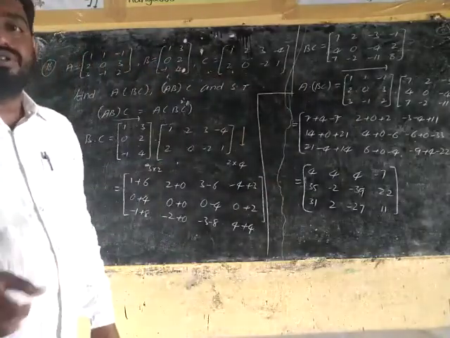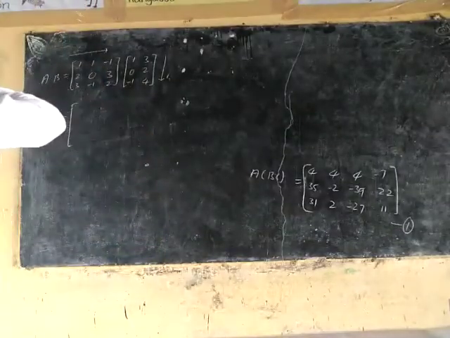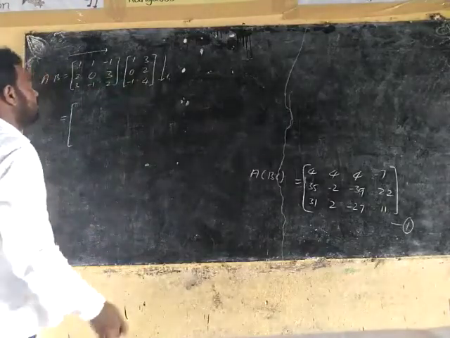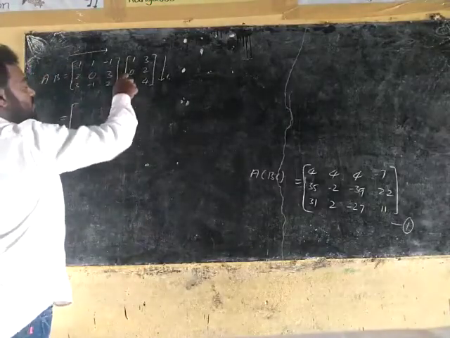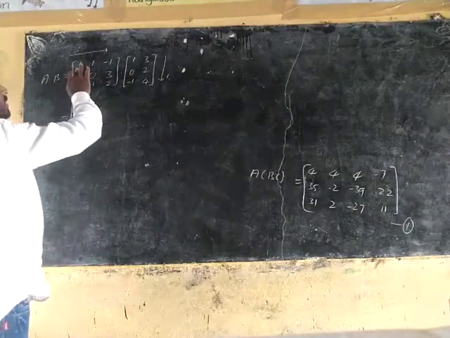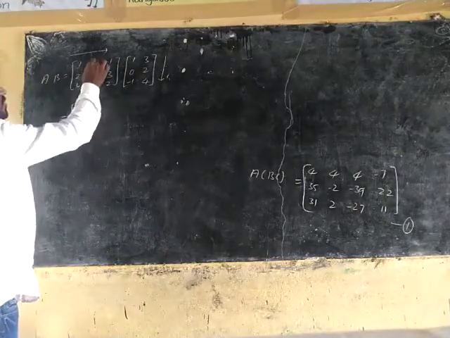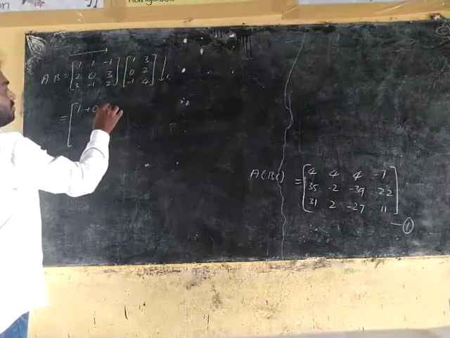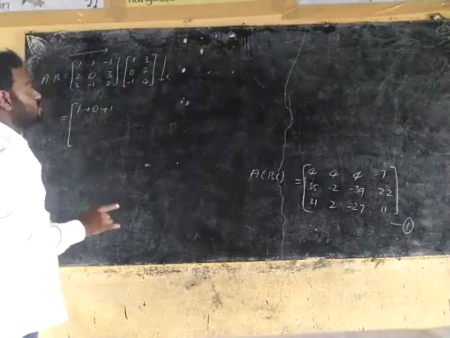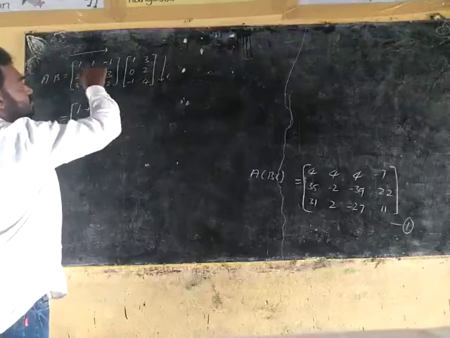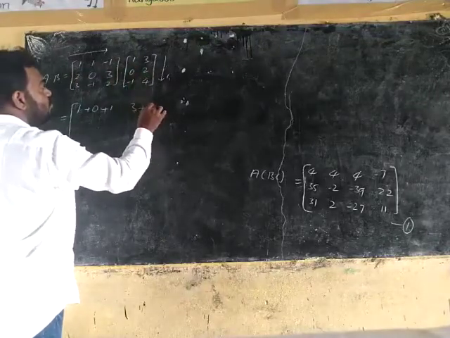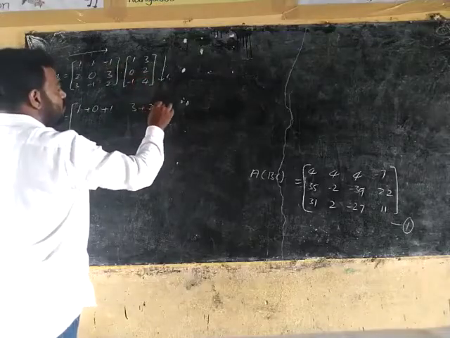Understood? Next, similarly, see now the product of the matrix A into B. A matrix, B matrix, I have written. So first row into first column we multiply: 1 into 1, 1. 1 into 0, 0. Next, minus 1 into minus 1, plus 1. First row, first column finished. Now first row, second column: 1 into 3, 3. 1 into 2, 2. Minus 1 into 4, minus 4.